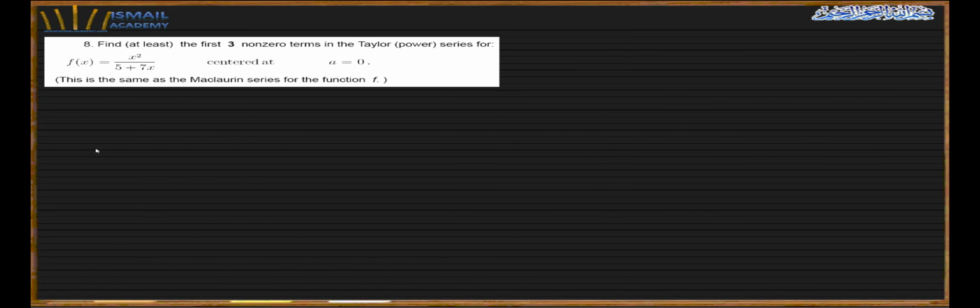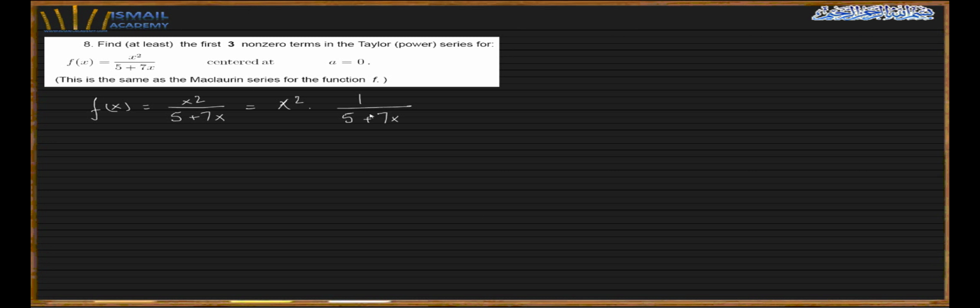In this question they ask me to find the first 3 non-zero terms in the Taylor power series for the given function f of x equals x squared over 5 plus 7x at a equals 0. In fact, it's the same thing as finding a Maclaurin series. So here I will write this function as x squared times 1 over 5 plus 7x. That means at the end I don't need to look for the whole function, I just need to look for the Maclaurin series for this function.